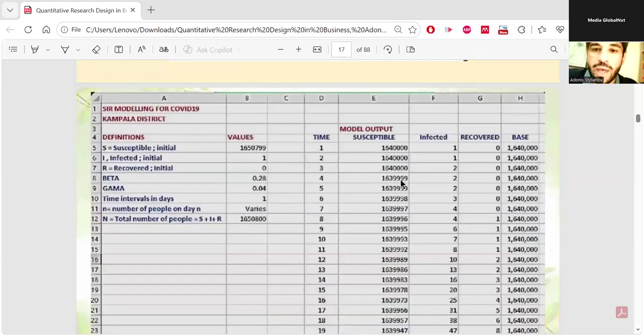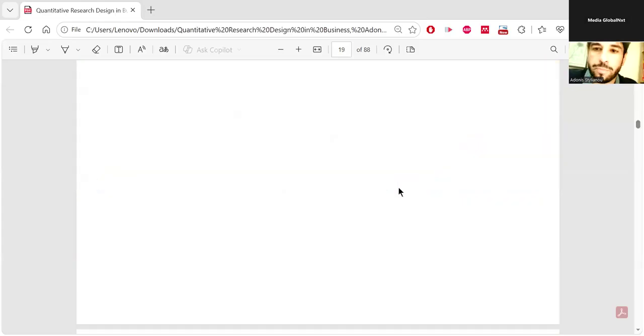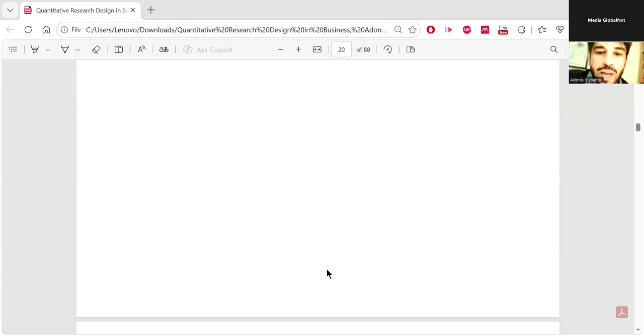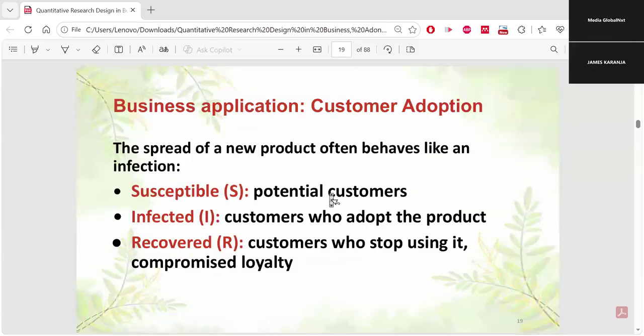Okay. Can you see the slides? Yeah, can you see the customer adoption slides?